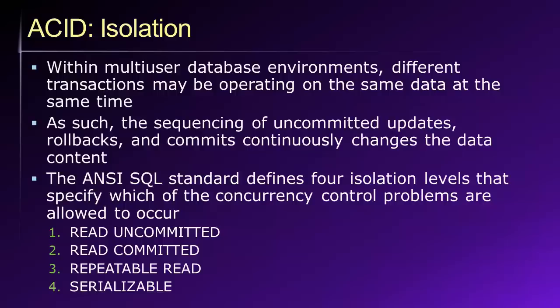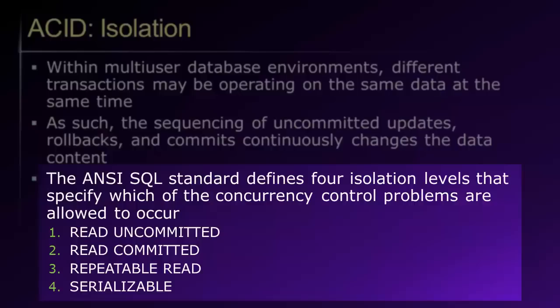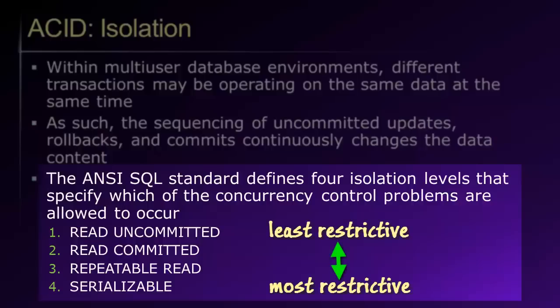Now, the ANSI SQL standard defines 4 different isolation levels, and these 4 isolation levels specify which of the 3 concurrency control problems are allowed to occur in the database. If you remember, our 3 concurrency control problems were dirty reads, inconsistent reads, and phantom reads. So the least restrictive isolation level is read uncommitted, and here many concurrency control problems are considered acceptable. That is, transactions are not particularly isolated. As we move from read uncommitted toward serializable, our transactions become increasingly isolated as they are processed by the database.